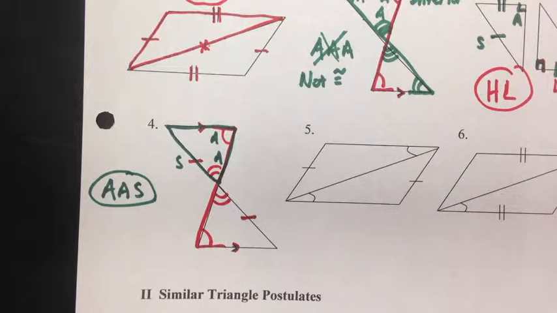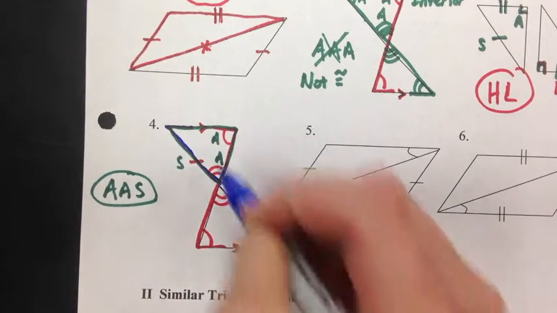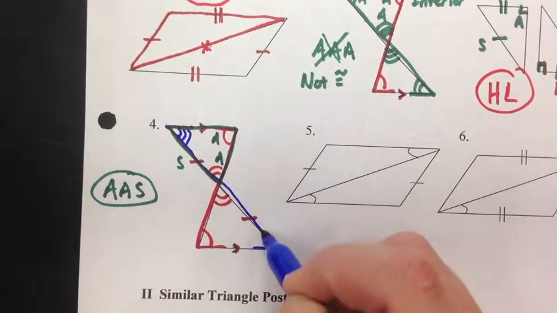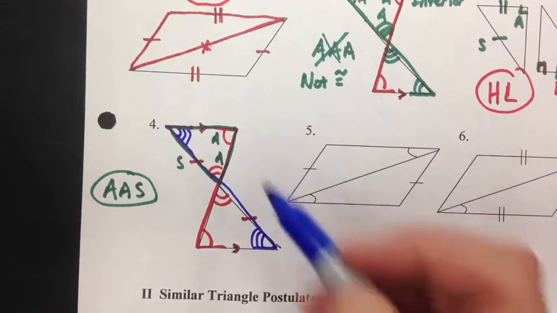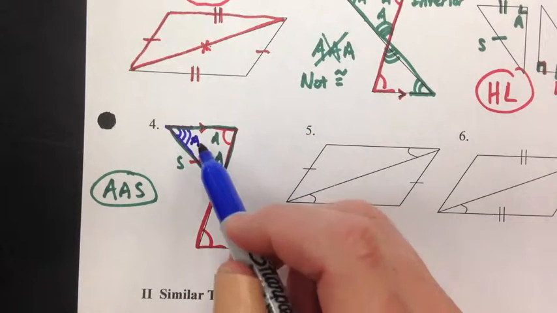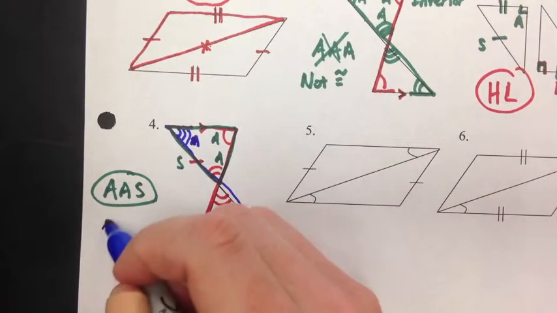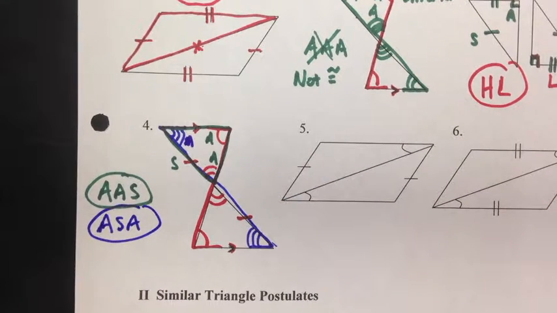If we had decided to do the other Z, the backward Z right here with the parallel lines, so these angles here would be congruent at these corners, then this would be, here's my other angle, ASA. I could use that. So there's actually 2 answers to this one. Either one of those would be good, it just depends on how you're looking at it.